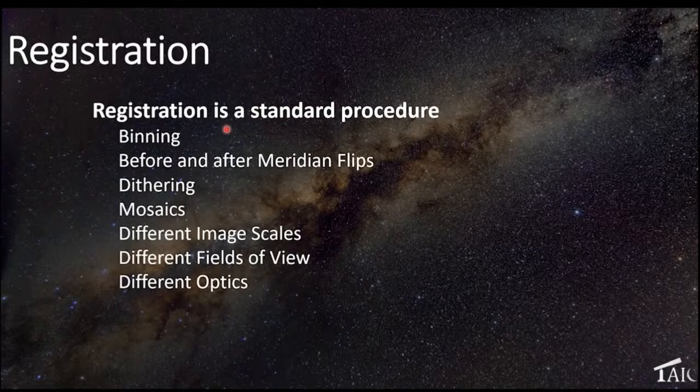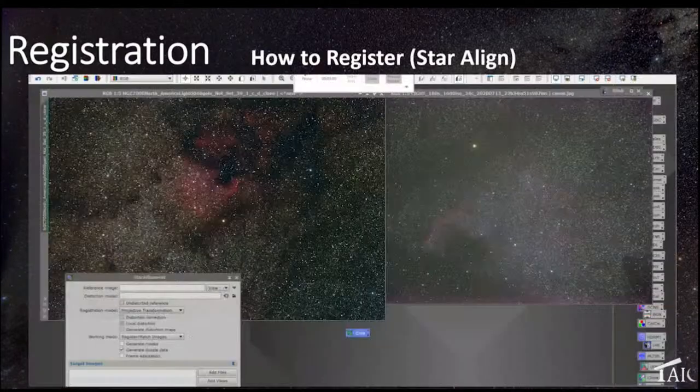You use it in all of your imaging. When you're binning, before and after meridian flips, when you're dithering. These are things you do on every session, not just diverse data. And so you're comfortable using registration. You use it every time you process. Mosaics, you have to use them in order to line up the various panels of the mosaic. If you have different image scales, different fields of view, or different optics because you've goofed or you've tried an experiment, you still have to use registration. You use it all the time.